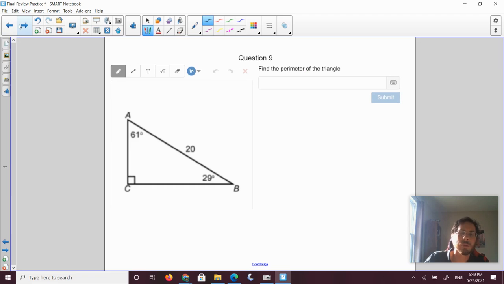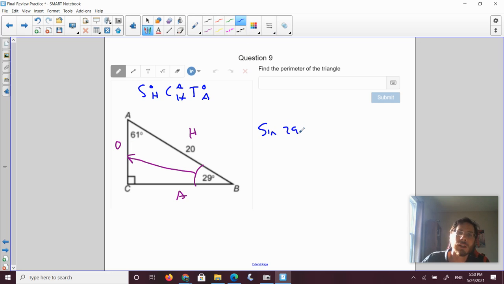Question 9 tells us to find the perimeter of the triangle. So I know this is 20, but I have to find these two sides. I think the easiest way to do it is going to be to use the trig. So if I'm looking at angle 29, this is going to be the opposite side. 20 is the hypotenuse, and then the adjacent's way down there. So if I want to find out the opposite side with SOHCAHTOA, I need the opposite and the hypotenuse. Well, that's going to be sine. So I'm going to start with sine.